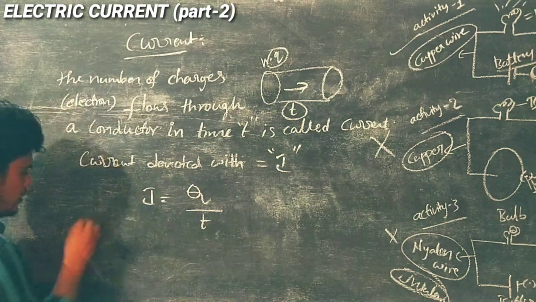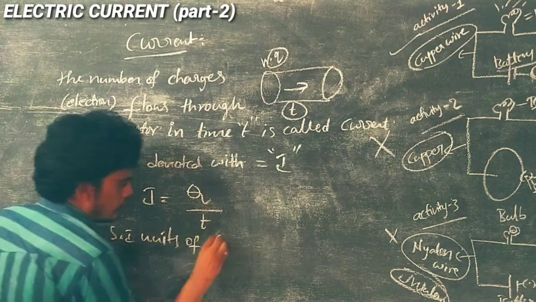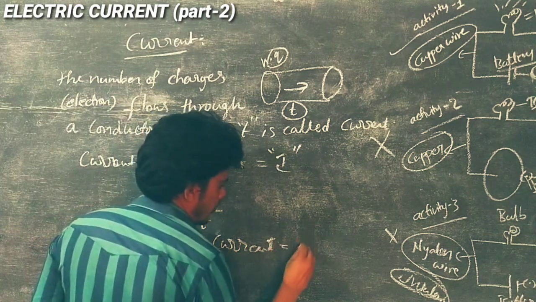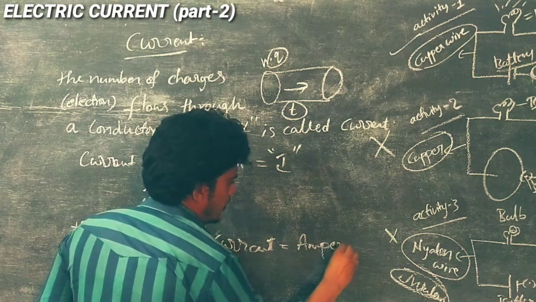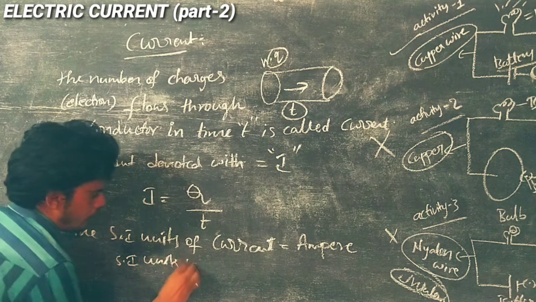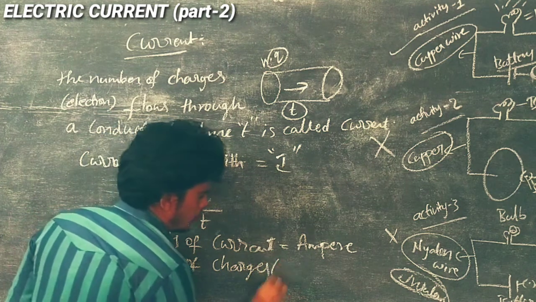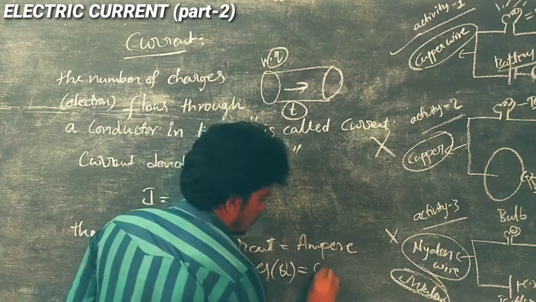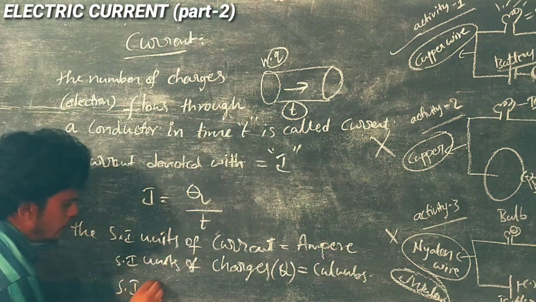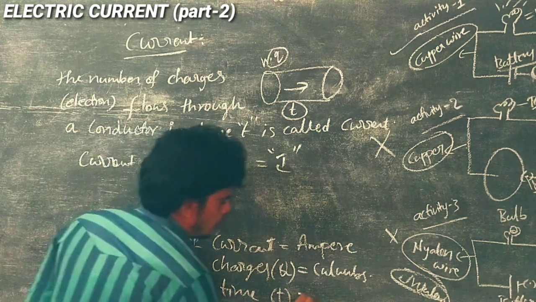The SI unit of the current is amperes. The SI unit of charge Q is coulombs, and the SI unit of time t is seconds.